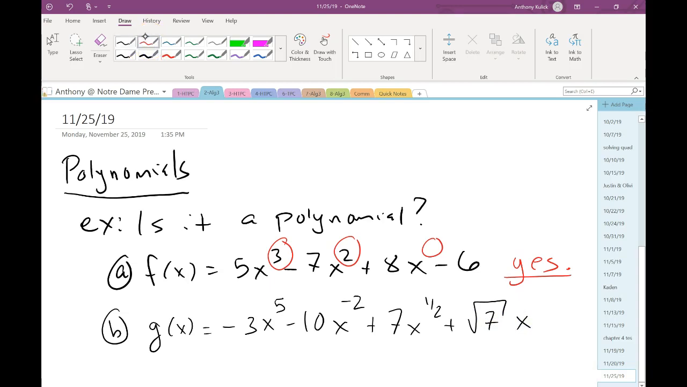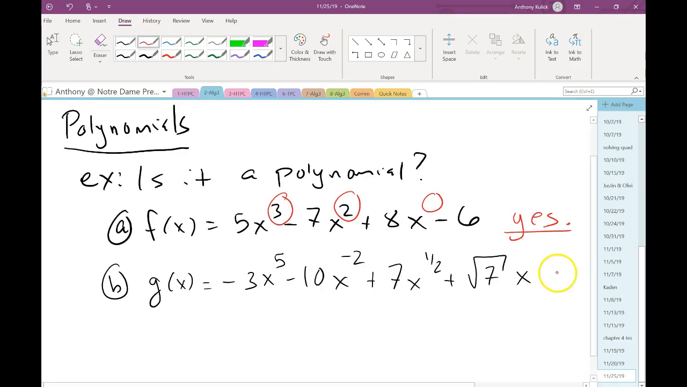Is this a polynomial? No. Okay, why not? Okay, so we have a negative in the exponent. That's good. Is there any other reasons why it's not a polynomial? Okay, we have a 1/2 in the exponent. Anything else? The square root 7, is that okay? It is. Why is the square root okay here?